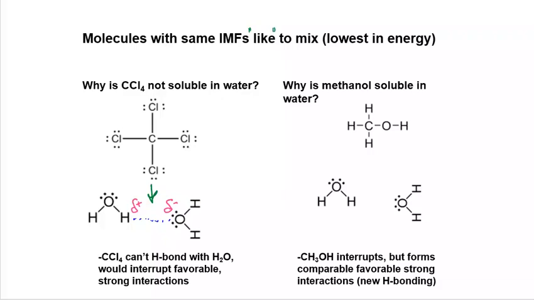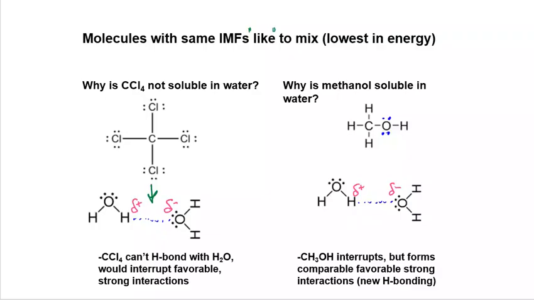Okay, so let's look at another example. So why is methanol soluble in water? First off, I'm going to add some lone pairs here. Missed those. Okay, so then let's look at water again. So, two water molecules interacting again. So we have partial positive on the hydrogens and a partial negative on the oxygens. And so they're happy and hydrogen bonding with each other.